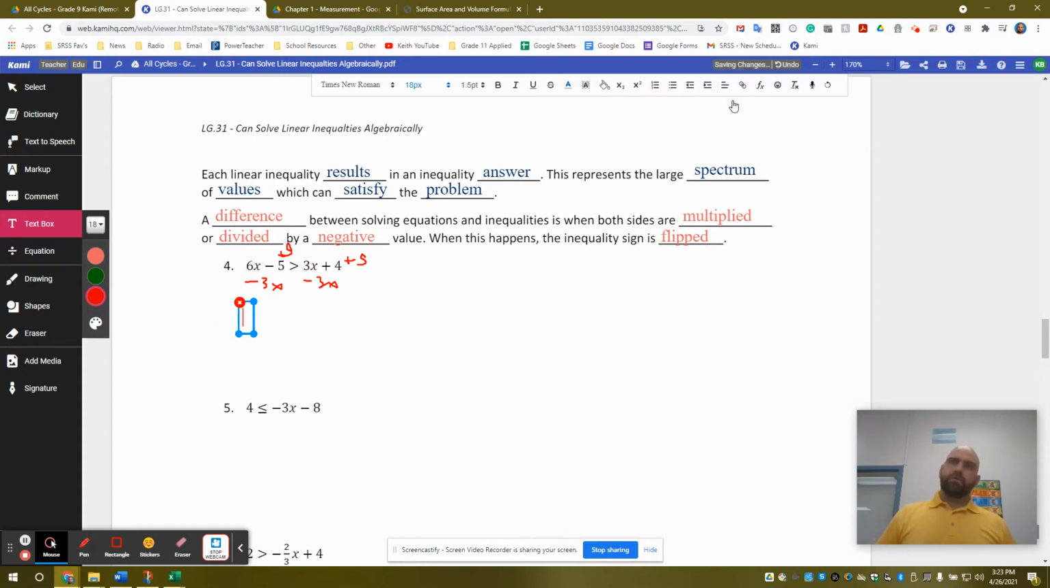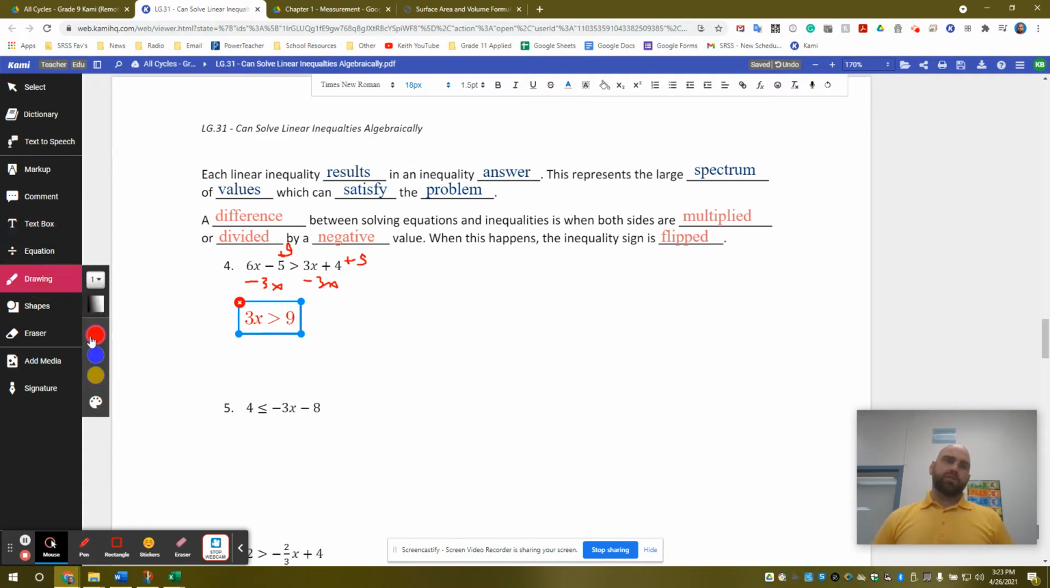Now again, this is doing a couple steps in one shot. If you're unsure about that, please ask me in class and we'll go through where those steps come from. But 6x minus 3x is 3x, and the inequality sign stays the same. 4 plus 5 is 9. Now we're going to divide, but we are going to divide by a positive number, so it's not going to change our sign at all. So we're going to divide this by 3 and divide this by 3.